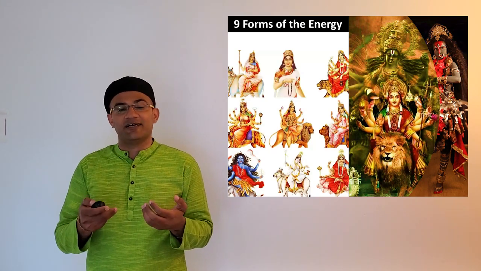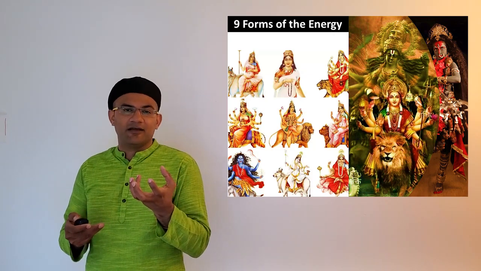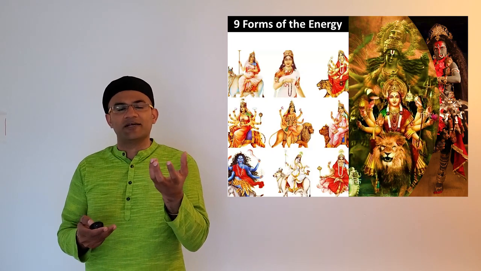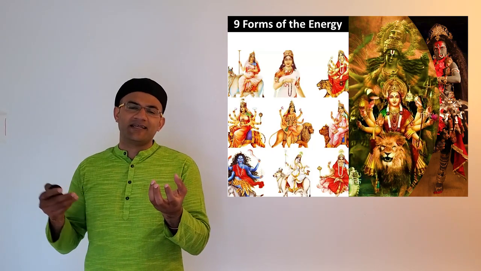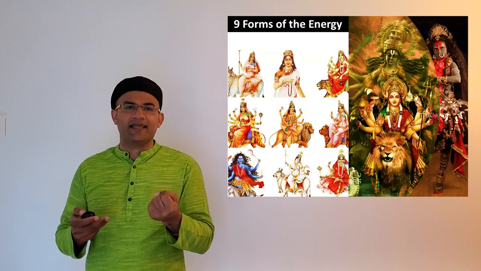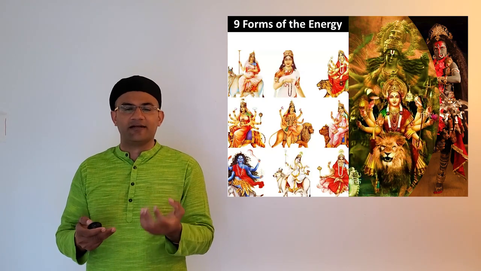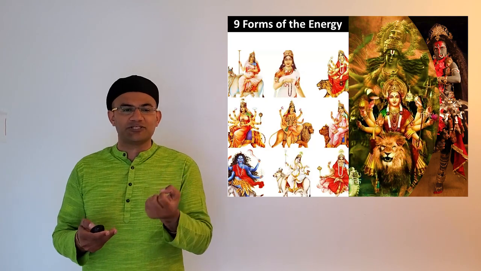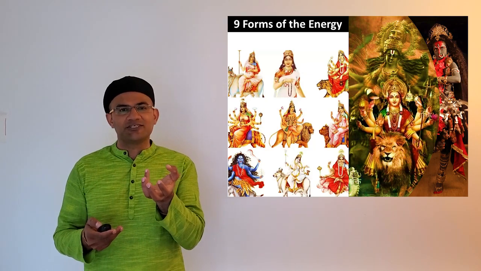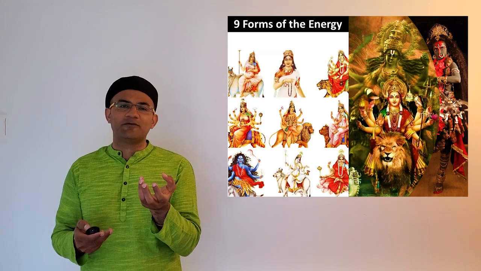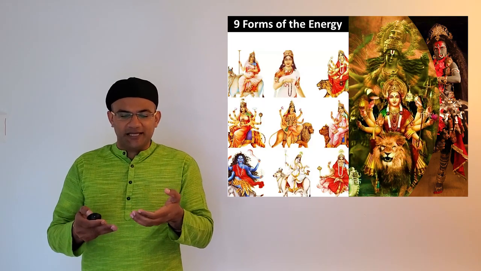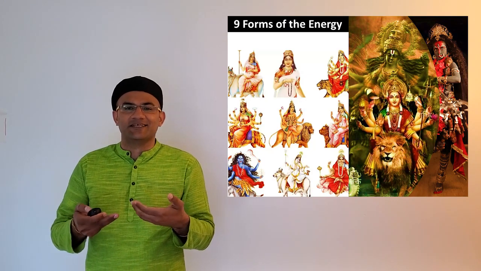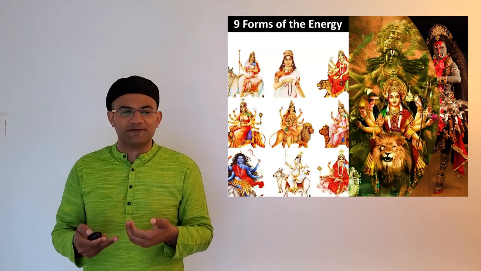Then we have Chandraghanta. Chandra is simply Chandrama, which is the moon. The moon does not have its own direct light; it gets the sun's light reflected, so it's very calm in nature. And Ghanta is a bell shape, a beautiful shape. So this is the form of energy which is calm in nature, but most beautiful. It is that form of Mother Divine which is telling us to remain calm and cool in nature.